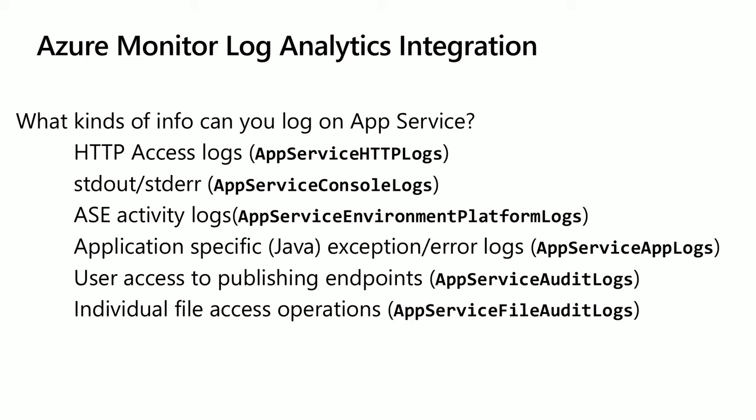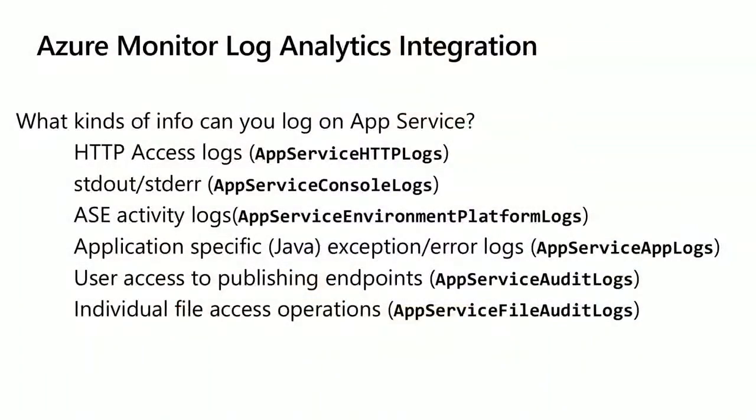On Linux, we have it wired up to standard out and standard error. So if you're doing console logging, very common on the Linux side of the house, you can stream those over into that table and go query them. If you're on an App Service Environment, the ASE team has started streaming ASE events about what's going on with the underlying infrastructure into the corresponding table.